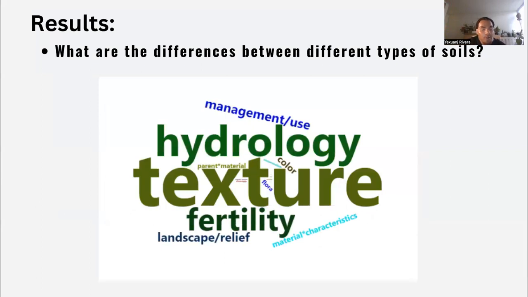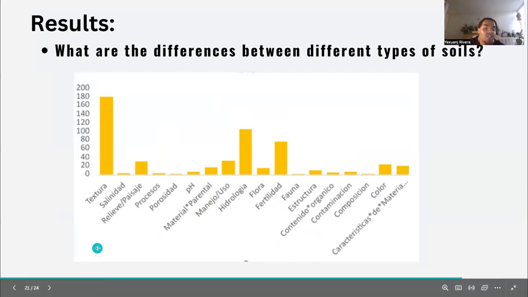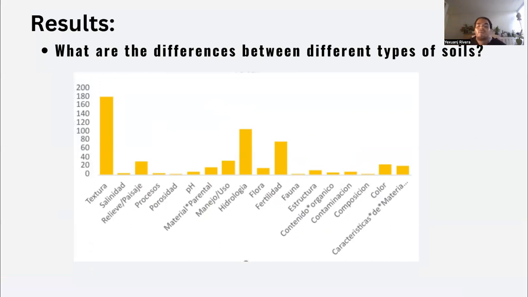So the third question was, what are the differences between different types of soils? And most people answered texture and hydrology. So when we look at the graph, an overwhelming amount of people consider texture to be a big difference between the different types of soils. So people were able to identify that there's rocky soils, there's muddy soils, there's soils that are composed more of sand, and this just comes to show that people typically have a good understanding of the physical properties of soil.